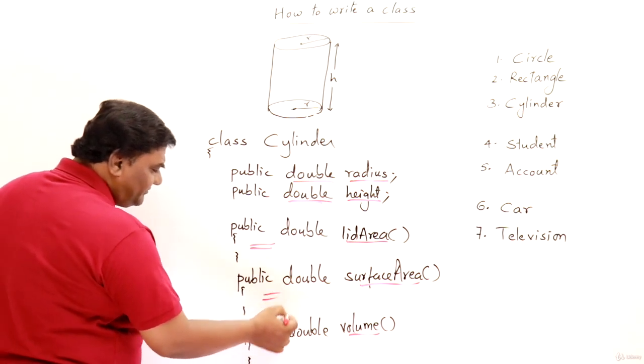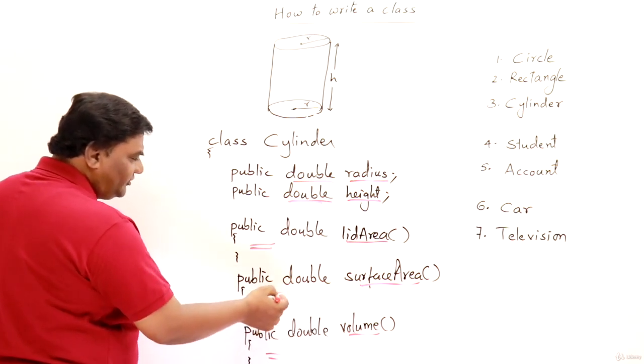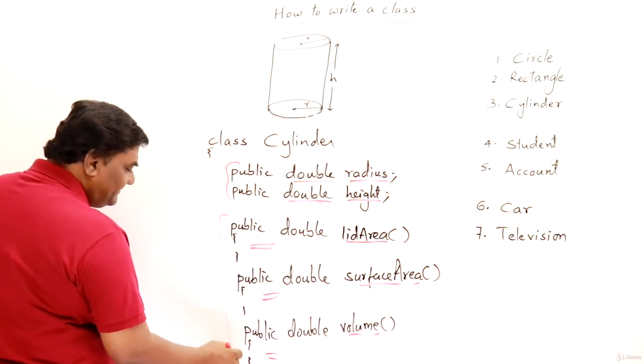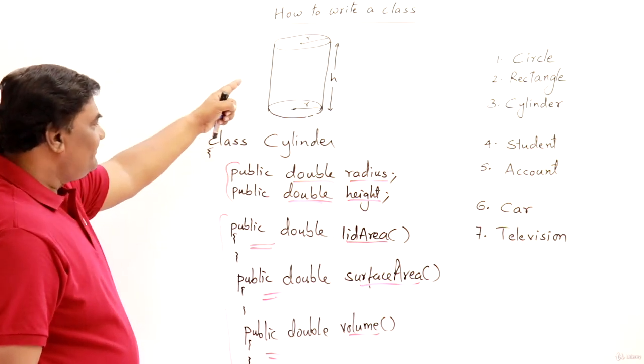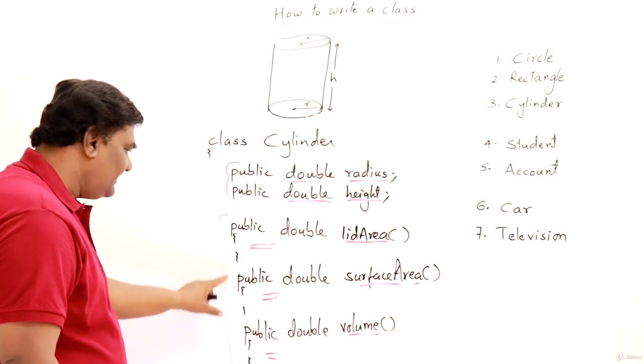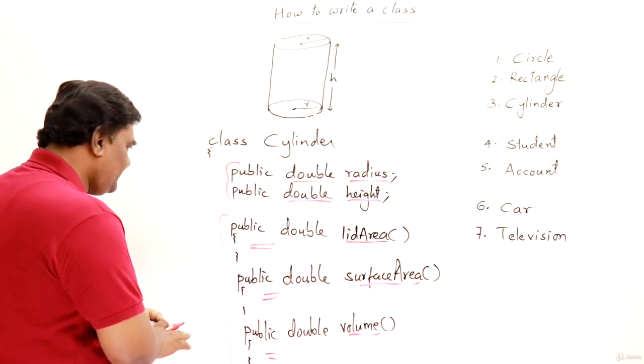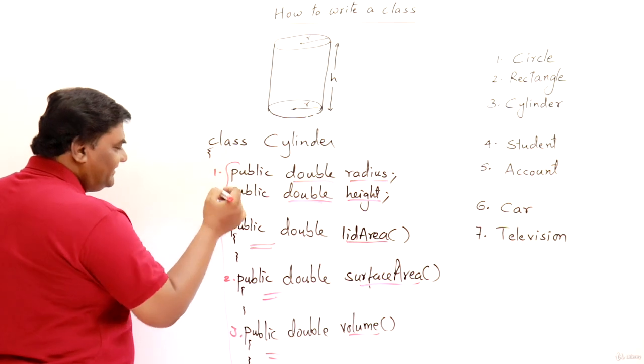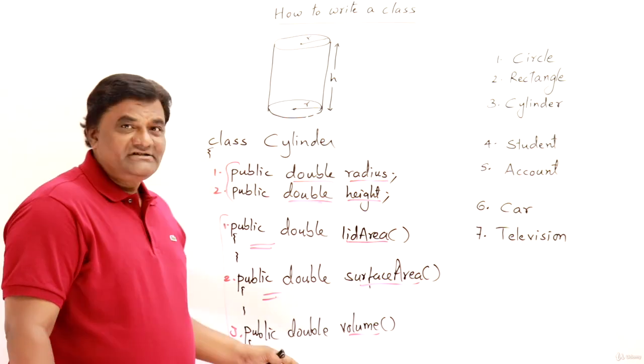Now this will get the formulas, right? Formula to calculate volume, formula to calculate surface area and all. So these are the properties and these are the methods. For any object, you can write its properties and methods. Three methods I have written here: first one, second one and third one. Two properties, first one and second one. So this is about a cylinder.